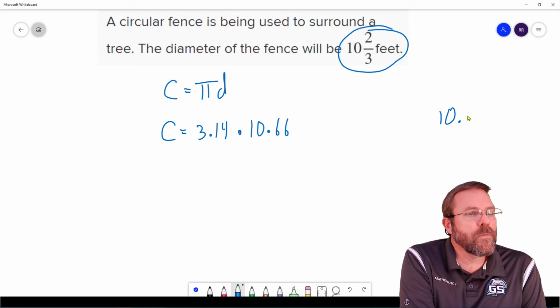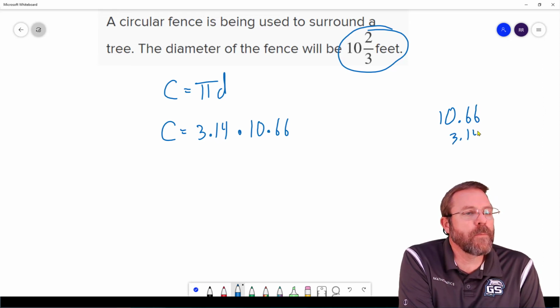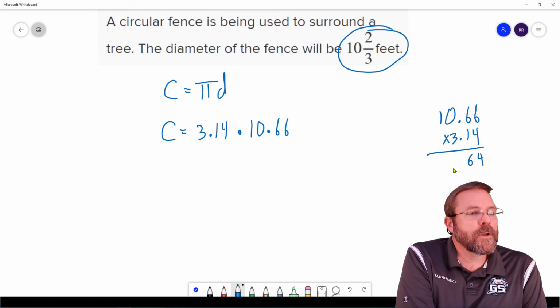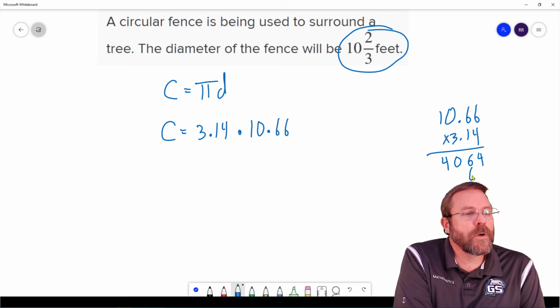It doesn't matter which one's on top, so I'm going to put the bigger number on top just to make my multiplication a little easier. 4 times 6 is 24. 4 times 6 is 24, plus 2 is 26. 4 times 0 is 0, and 4 times 1 is 4. Next line, skip over 1. 1 times 6 is 6. 1 times 6 is 6. 1 times 0 is 0. 1 times 1 is 1.